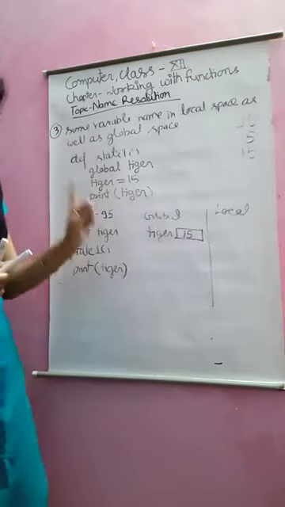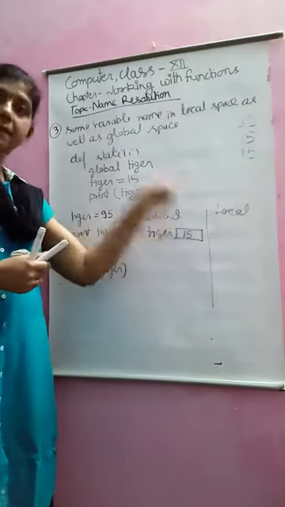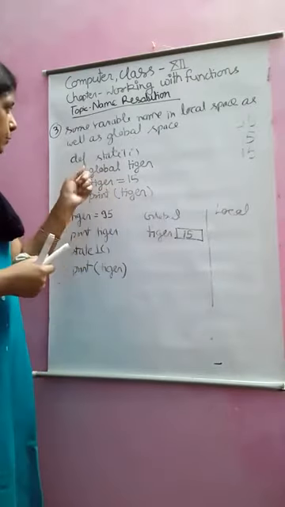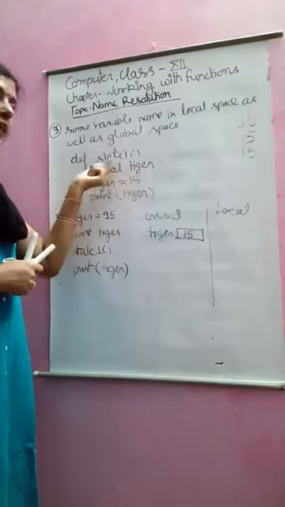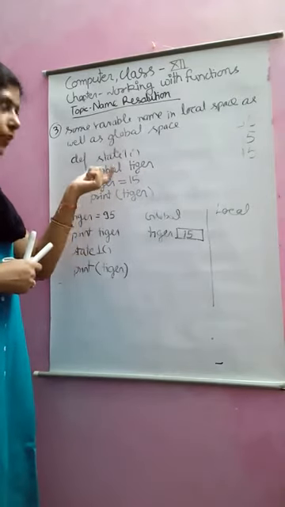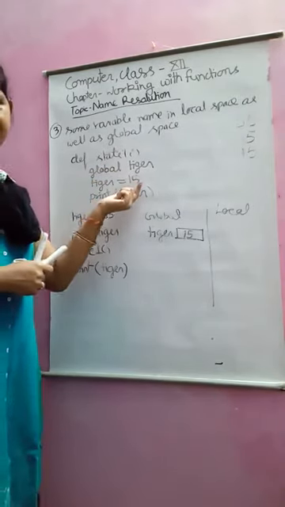If you want to use the same global variable name, you have to declare the variable as globally declared. We are not declaring a second one.